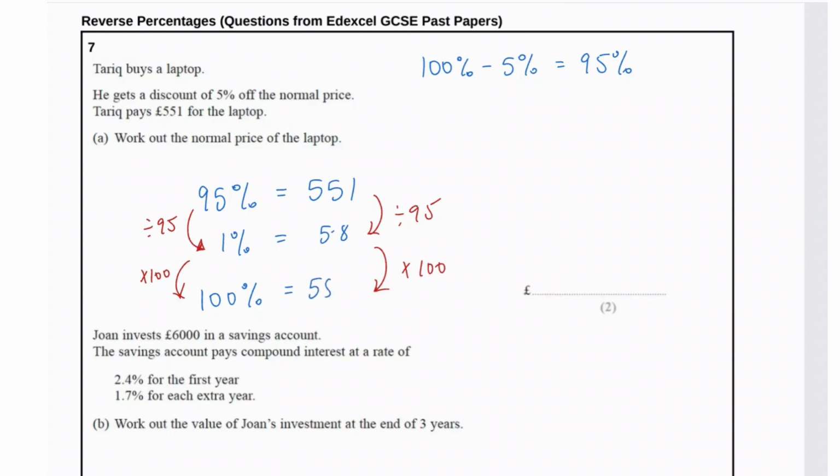And we're expecting a nicer number than 551. Feels like the price it would have been originally. We can always check if we've done it right by finding 5% of this and taking it off, and we'll find we got the right answer.